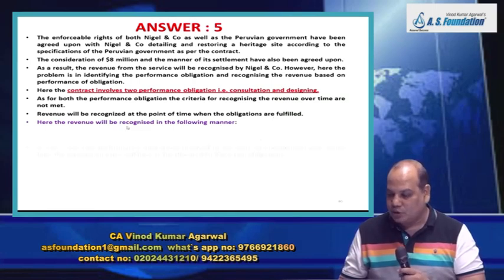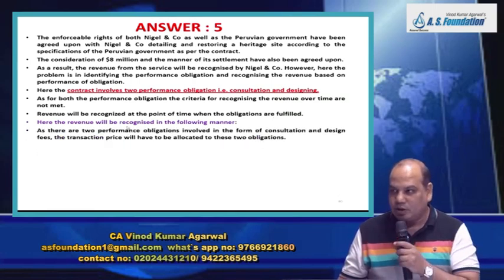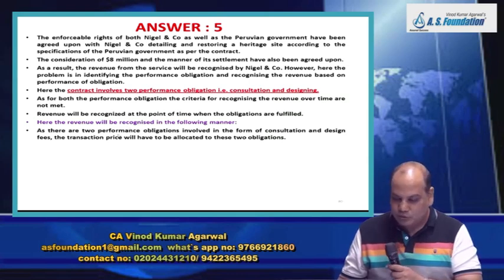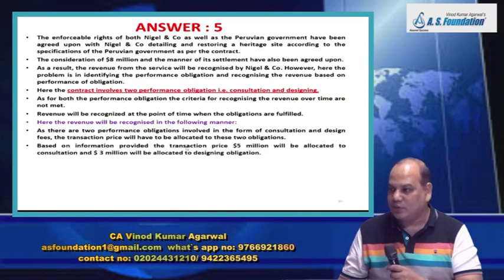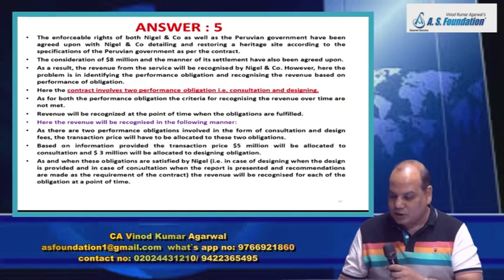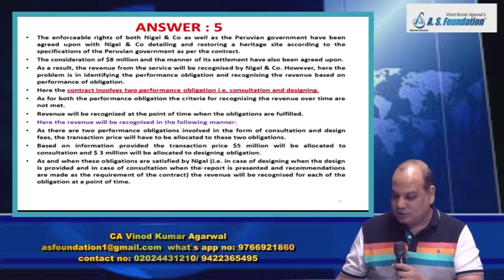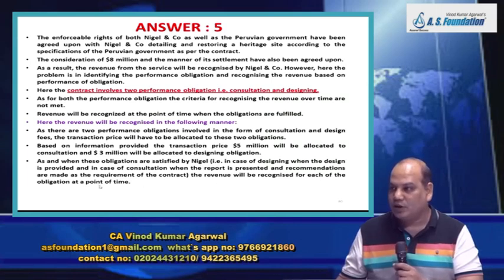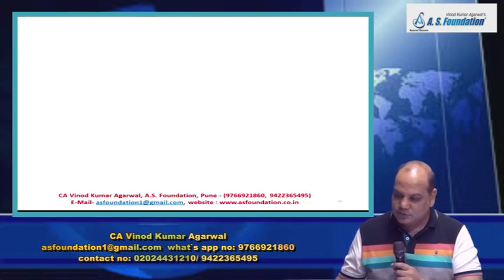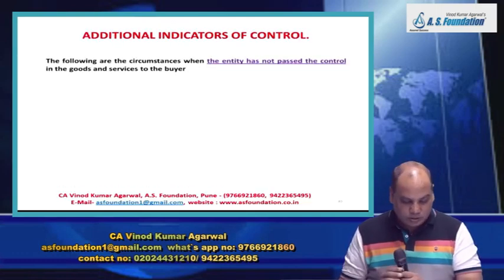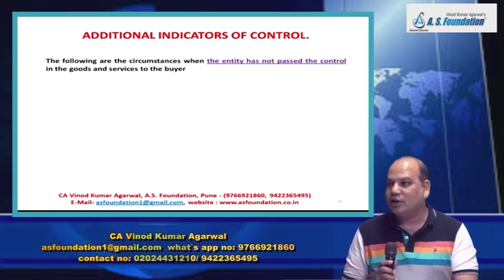Till that time, whatever amount you have received will be treated as advance. So revenue will be recognized as follows. Two performance obligations are involved: consultancy and design. First, allocate the transaction price 5 and 3. As and when these obligations are satisfied by Nigel, the revenue will be recognized for each of the obligations at a point of time. Is it right? Now the next paragraph is additional indicators of control.